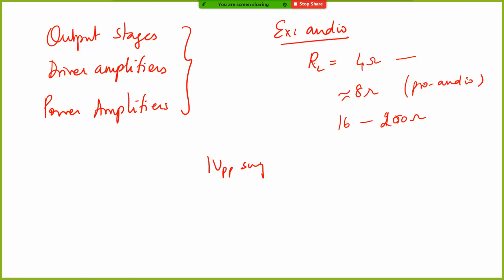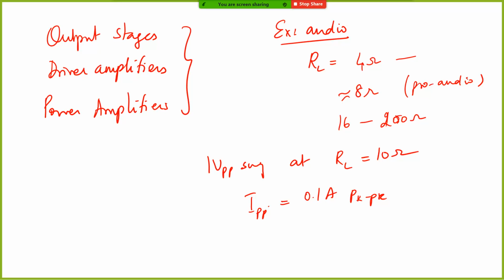Okay. So, for example, if you have a 1 volt peak to peak swing, and let's say this is across an RL of 10 ohm. Now, what is the current peak to peak swing that we need? 1 by 10, it is 0.1 ampere peak to peak. That is 100 milliamperes, which is quite large. Now, if you look at some of your audio systems, let's say your home theaters, it will be in the range of, okay, this is a 100-watt system or a 200-watt system, and so on.